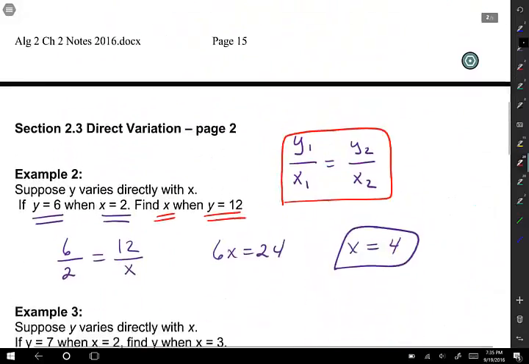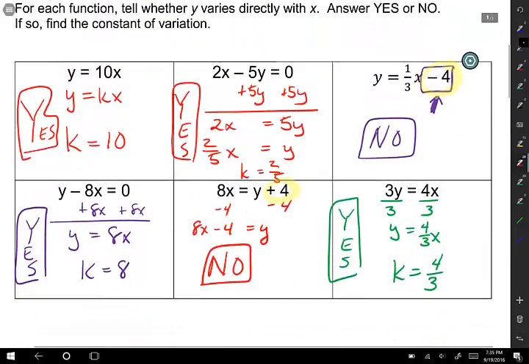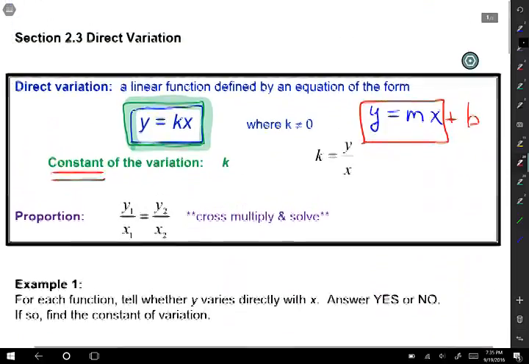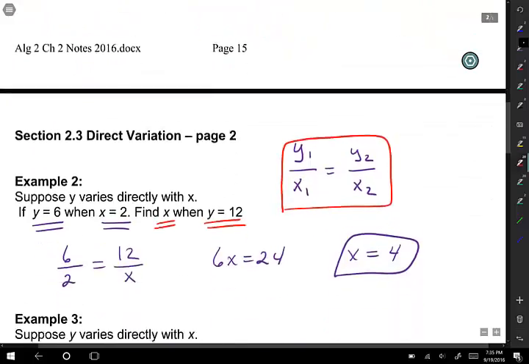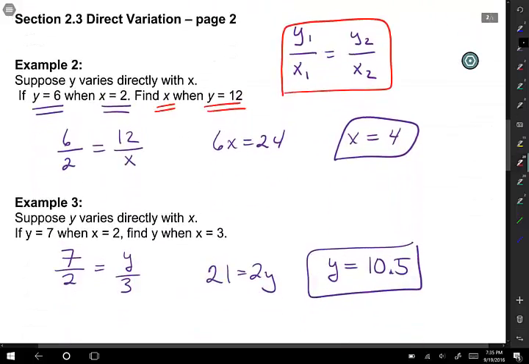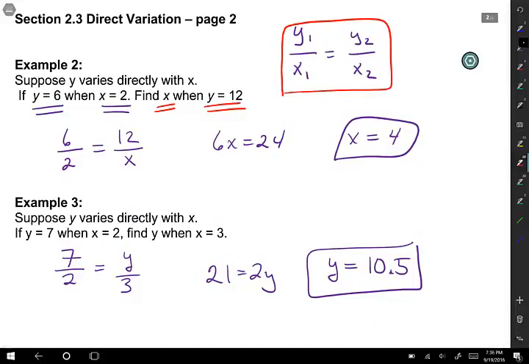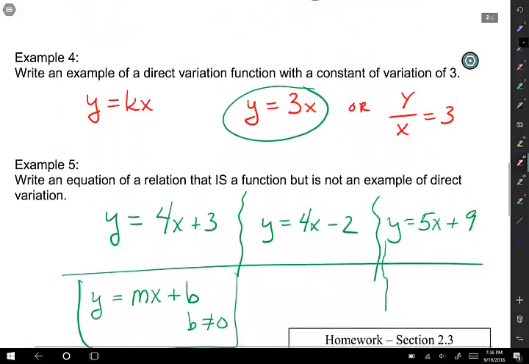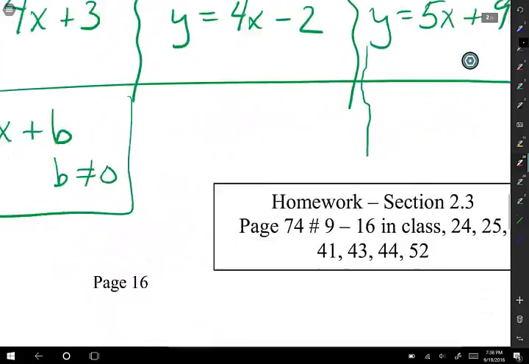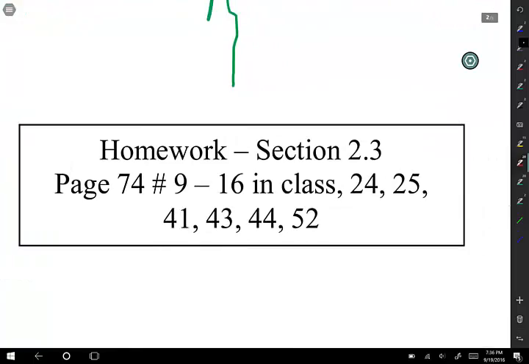So, as we wrap up and come back to our top, first we solved to see if it was equal to y, in the form y equals kx, remembering you can't have that plus b. Second, we had problems where we were given 3 of the 4 pieces of information, and we set them as a proportion to make an equation and solve for the missing part for direct variation. And then lastly, we identified what makes a function to be an example of direct variation or not. I hope this has been helpful to you in understanding direct variation.